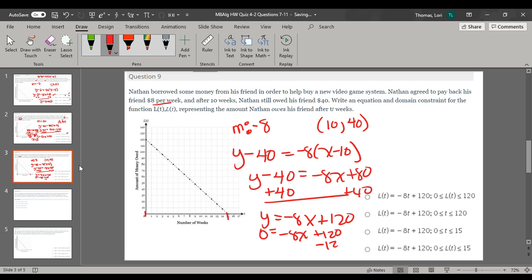So I'm going to subtract. This is a good illustration of when your intercepts are important to use and to identify. And so we have negative 120 equals negative 8x, and then we're going to divide by negative 8. And x equals 15. So our domain is from 0 to 15. So it looks like it's going to be choice C.